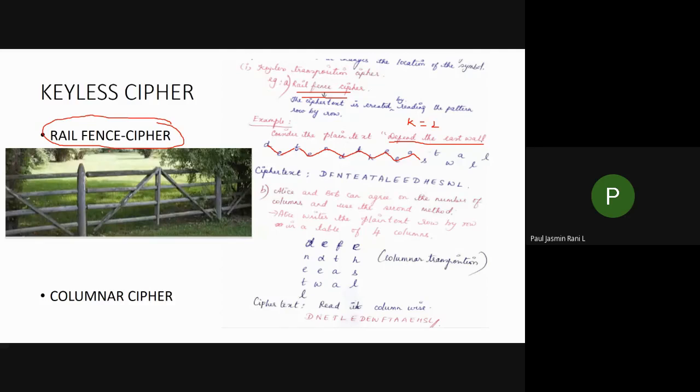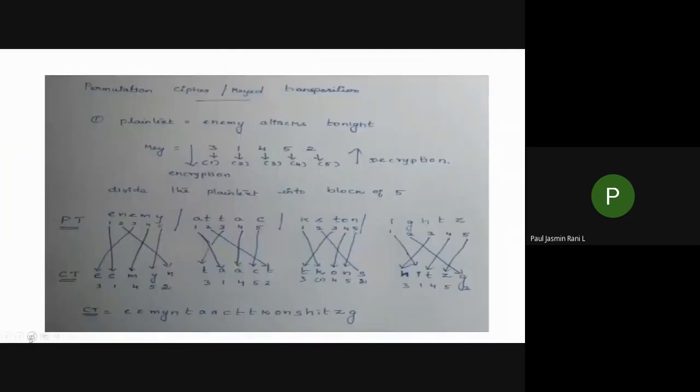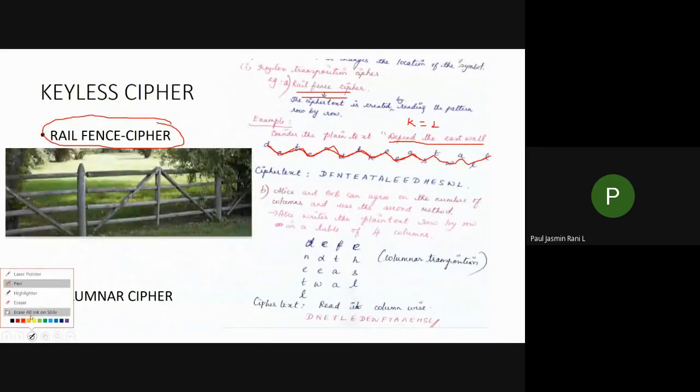So define the east wall. You have to fill it like this: D E F E N D. Next one, T H E. THEEAST, isn't it? Next one, EASTWALL. So in this way you have to fill your alphabets.